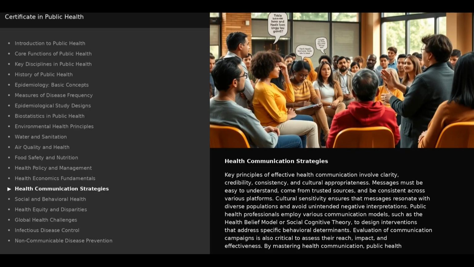Public health professionals employ various communication models, such as the health belief model or social cognitive theory, to design interventions that address specific behavioral determinants. Evaluation of communication campaigns is also critical to assess their reach, impact, and effectiveness. By mastering health communication, public health practitioners can bridge the gap between scientific knowledge and public action, fostering healthier communities through informed engagement and behavioral change.